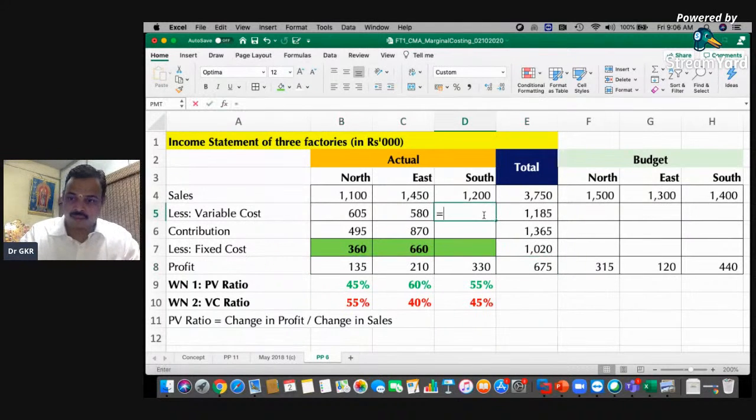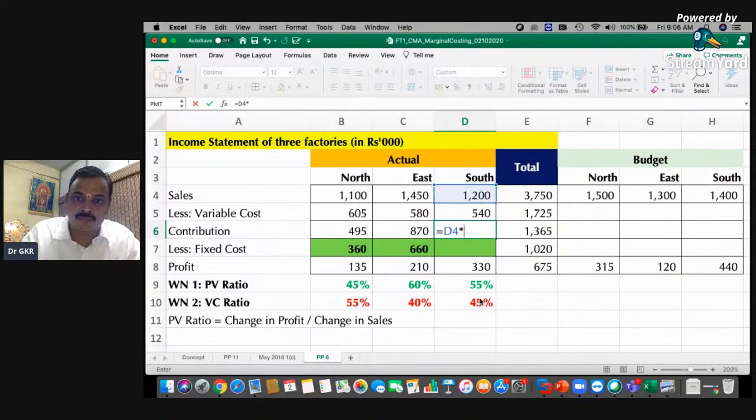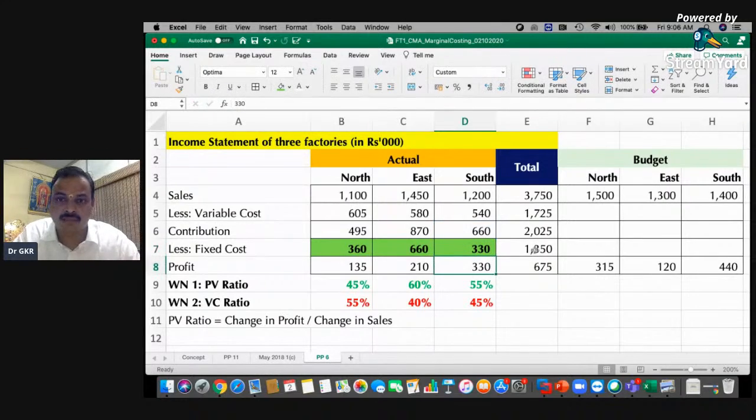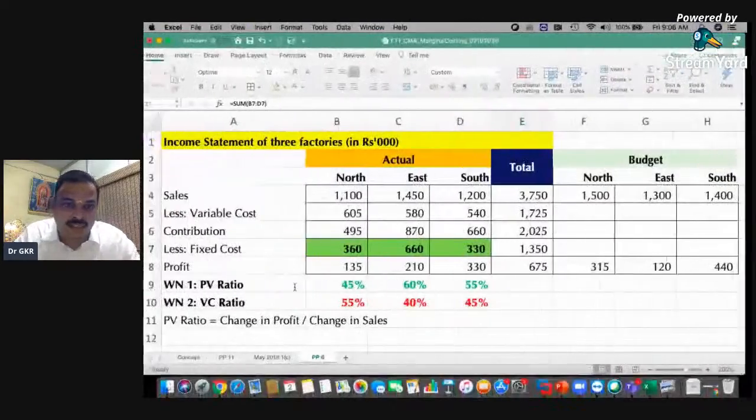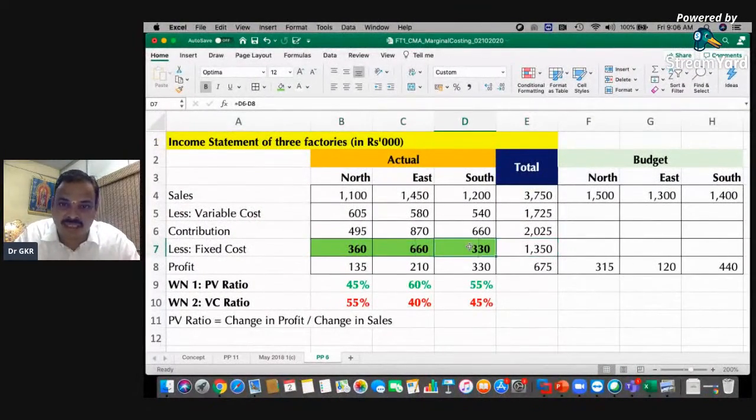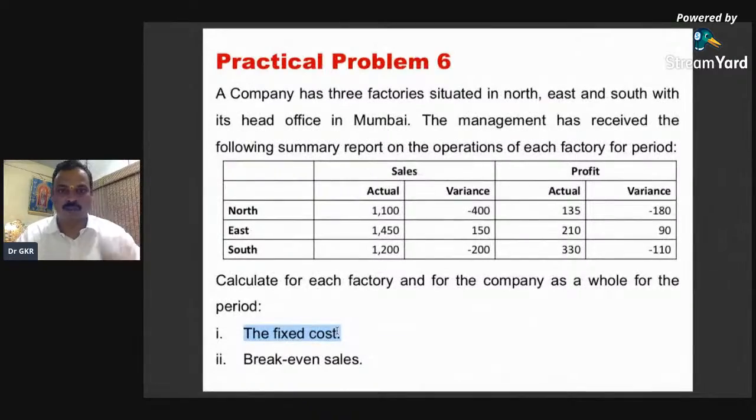So what is your variable cost for 1200? On 1200 variable cost is 45%. On 1200 your contribution is 55%. So naturally your fixed cost is 660 minus 330. 330. So your each factory fixed cost is 360, 660, 330, and the total fixed cost for the company as a whole is 1350. Wow. So we have got the answer for one.